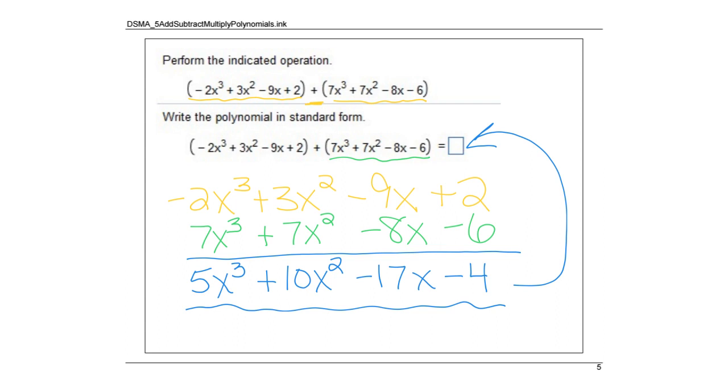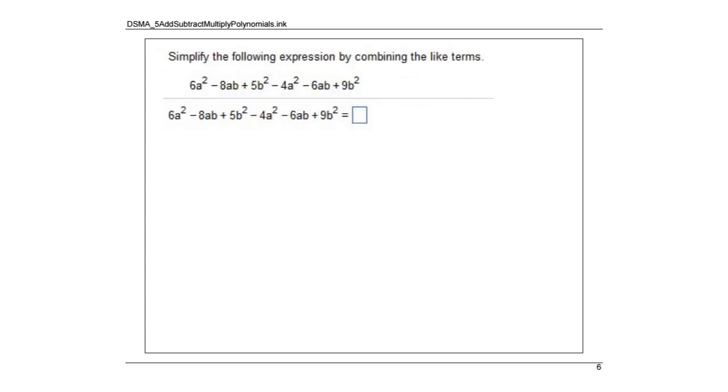If you like to do it horizontally, that's no problem. Just be careful that you are getting like terms together. Some people like to just grab the terms they need and cross them off. If you have a different method, you go for it. All right, so once again, I have all kinds of terms sitting here. I'm going to get started with the first 3 and write those. So with the first 3, I have 6a squared, negative 8ab.